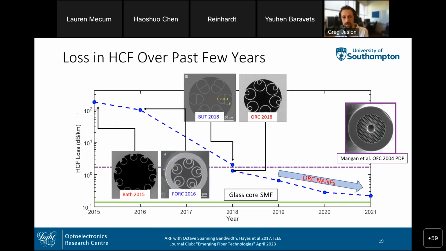So looking at HCF over the recent years, the generation of nested tubes entered into the literature. We have demonstrations from 2015 all the way up to our first published NAMP in 2018, which is now better than that 2004 PPGF paper. And since then, we've been just making more and more progress.